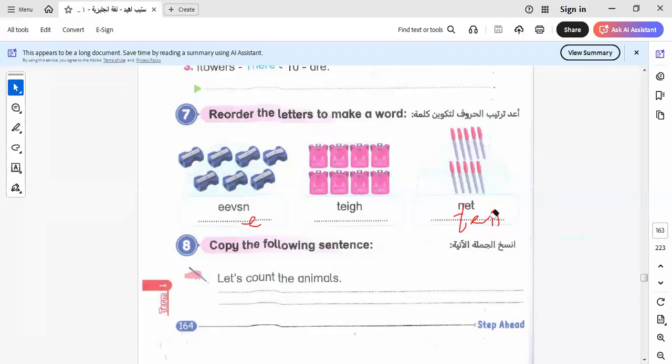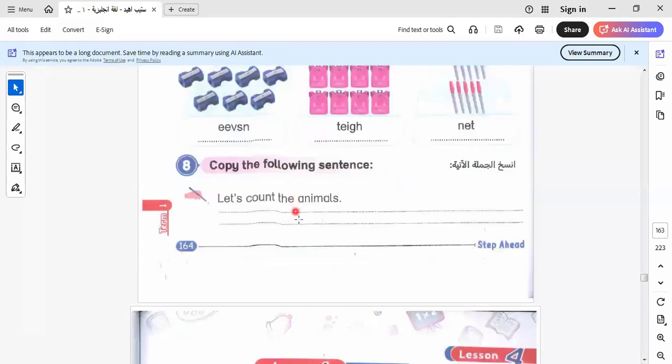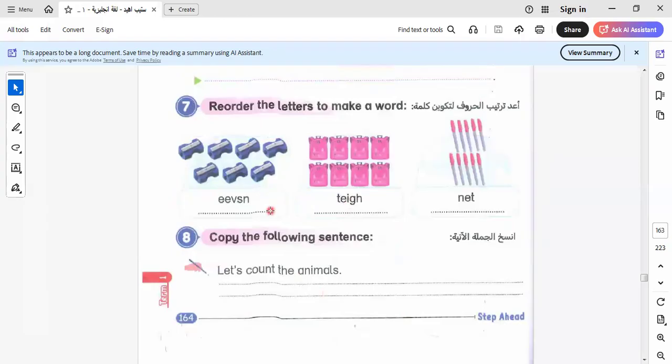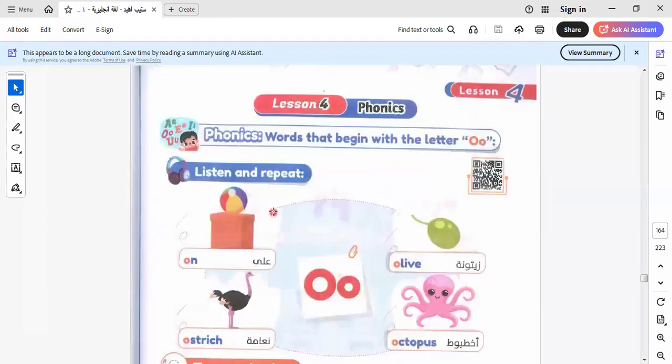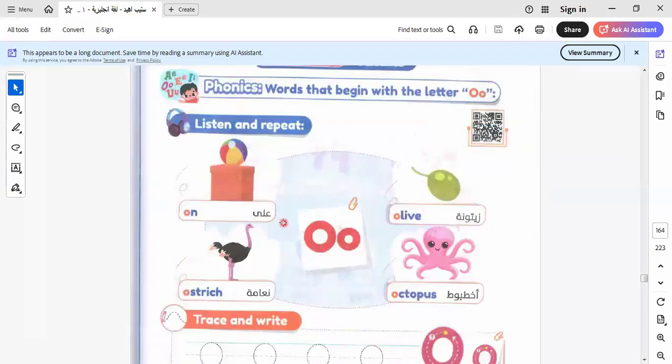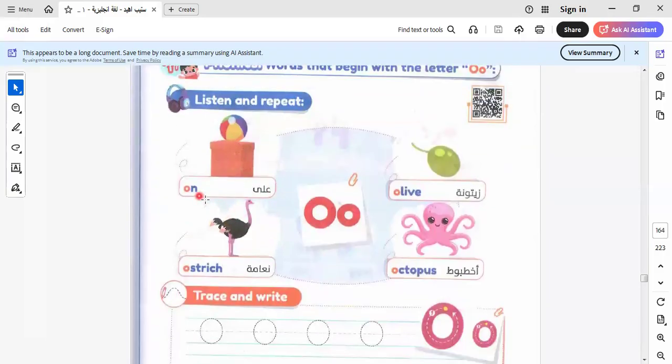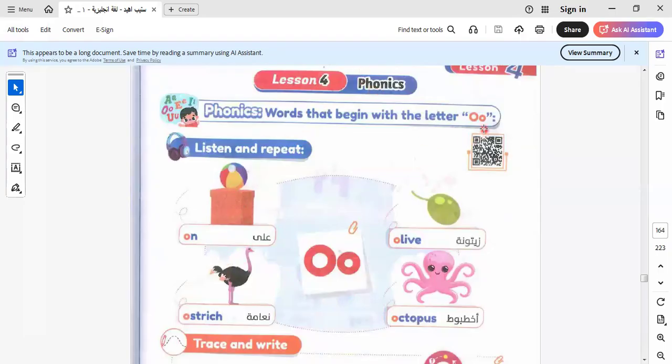So in this question, we must keep the vocabulary to answer. In the missing letters and in the scrambled or ordered words, we must keep the words. Let's go to the last lesson here. It will be here, lesson and repeat. Here we have the letter O.